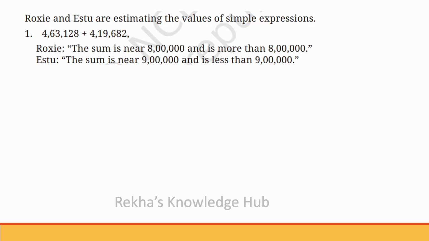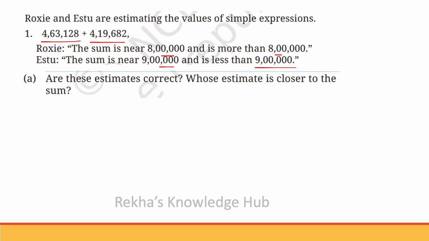Roxy and S2 are estimating the values of simple expressions. See, 4,63,128 plus 4,19,682. Roxy says the sum is near 8 lakh and is more than 8 lakh. S2 says the sum is near 9 lakh and is less than 9 lakh. Are these statements correct? Whose estimate is closer to the sum?